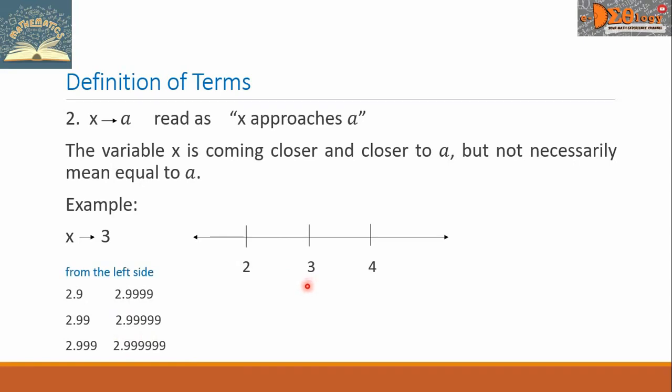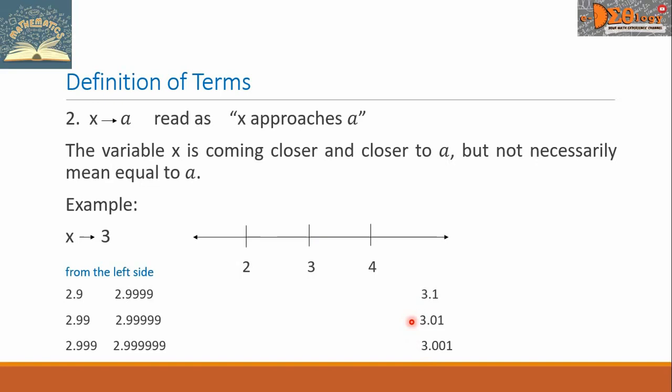Now, there are numbers that are coming to number 3 that will come from the right side. I'll put one example. 3.1. This number is close to number 3. I'll put another example, and that is 3.01. This 3.01 is closer to 3 than 3.1. Another example is 3.001. This 3.001 is closer to number 3 than the two numbers mentioned earlier.